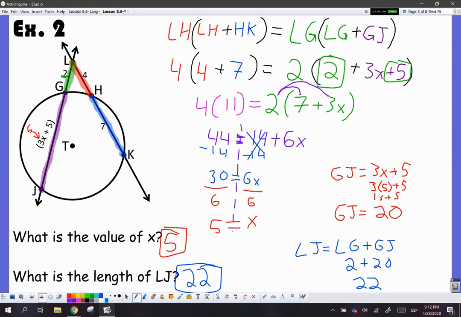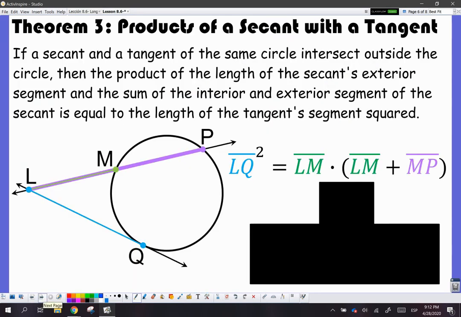Now let's take a look at the last theorem here. Last theorem, I think it's a little bit simpler. So let's take a look at it and see if you agree with me. So first, the theorem is with products of a secant with a tangent. So now we have a secant and we have a tangent.